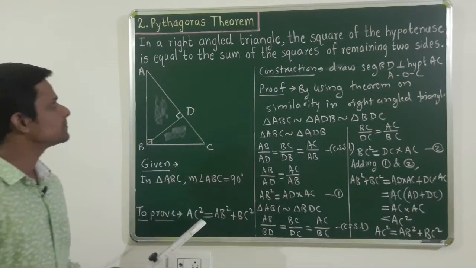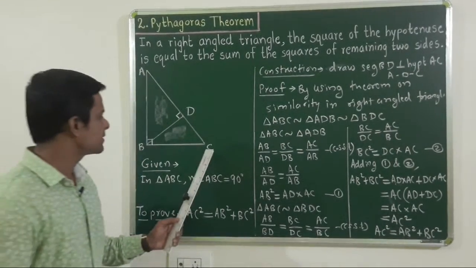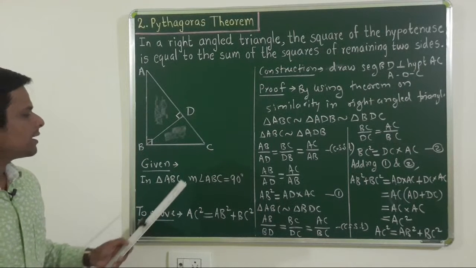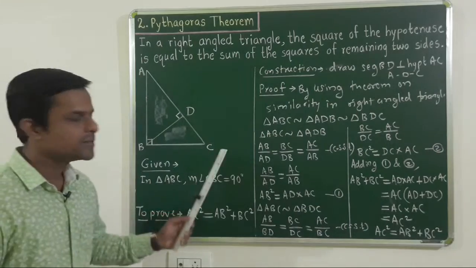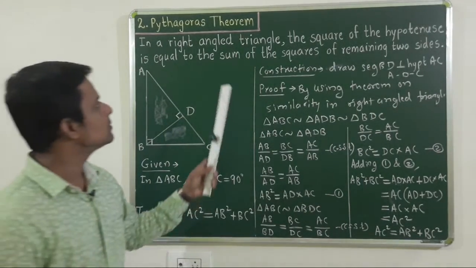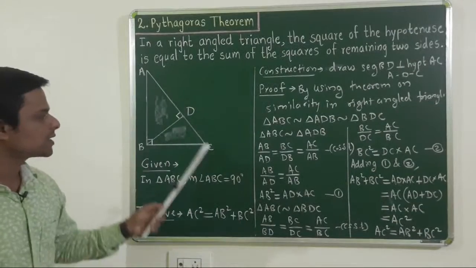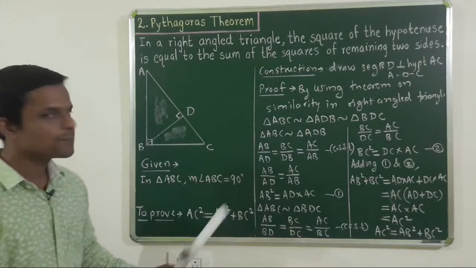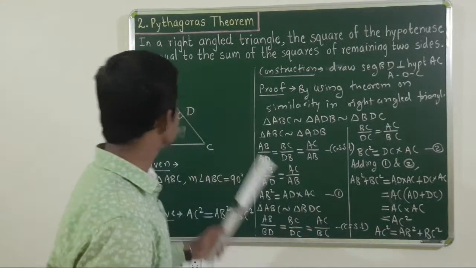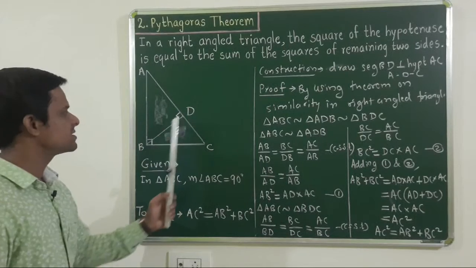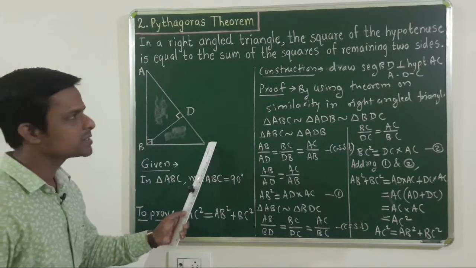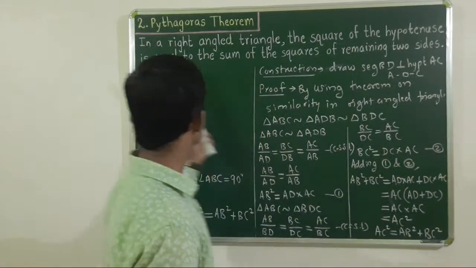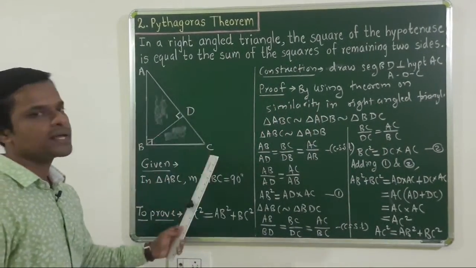See it once again. There is one right angle triangle, that is triangle ABC, which is right angled at point B. Means in triangle ABC, measure of angle ABC is 90 degree, and we have to prove the square of the hypotenuse, AC square, is equal to sum of squares of remaining two sides, that is AB square plus BC square. Now to prove this, we have constructed one segment, that is BD perpendicular to hypotenuse AC, and A-D-C means point D is in between A and C.